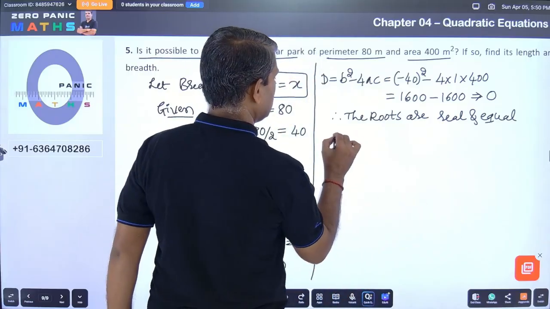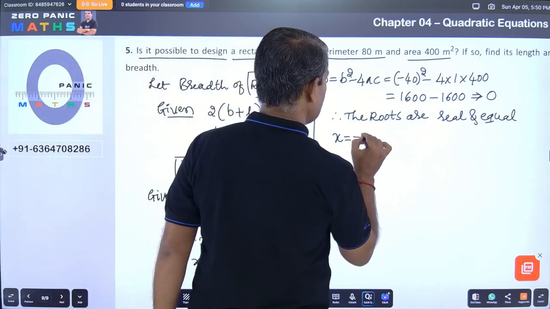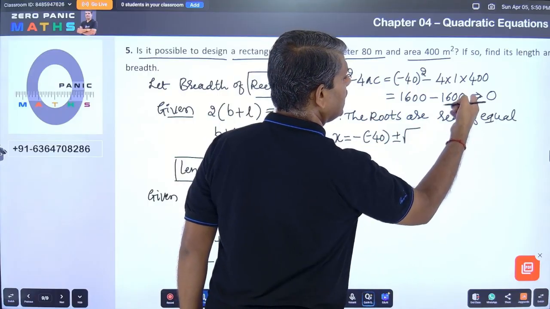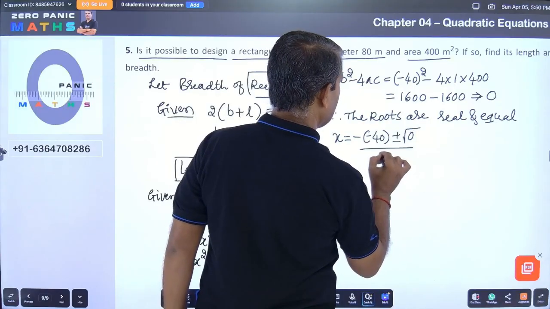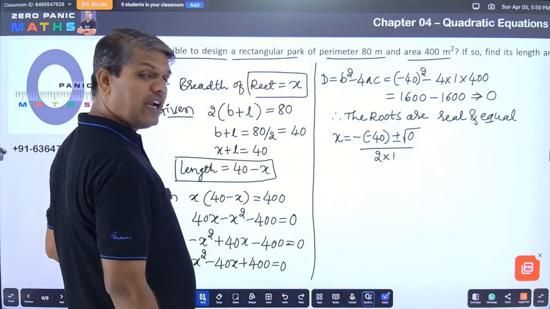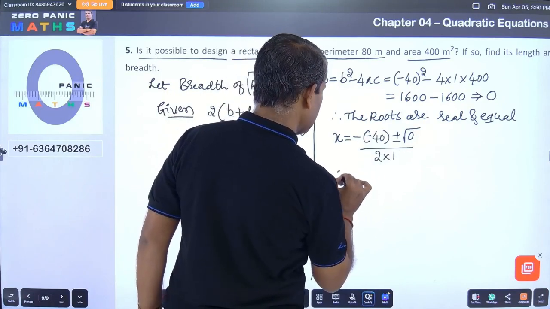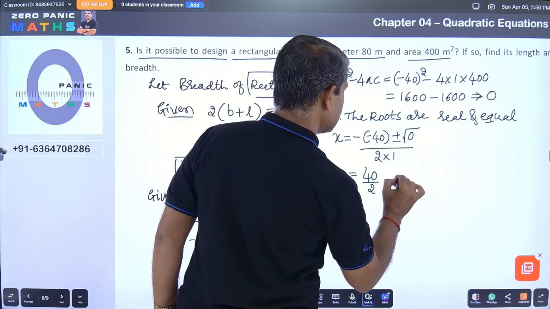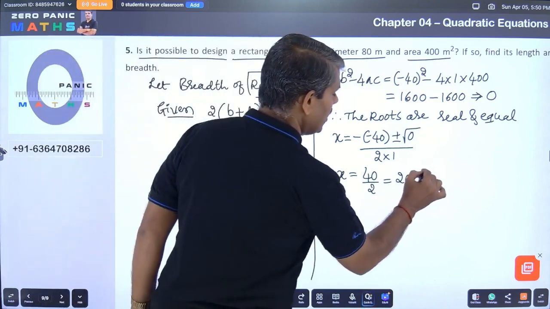And what are those? Let us find out. X is equal to minus b. What is minus b? Minus of minus 40, plus or minus square root of discriminant, which is 0. So you don't have to worry about that part. Divided by 2a, which is 1. 2 into 1. A is 1, right? Okay. So minus of minus, it is 40 plus 40. So that is x is equal to 40 by 2, which is x is equal to 20. X is equal to 20 and 20. You have to write x is equal to 20 and 20.